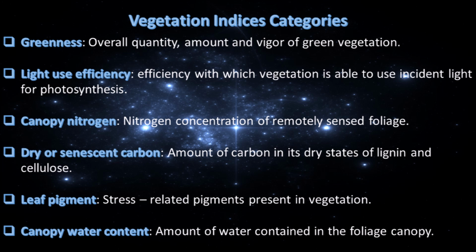Leaf pigment, where vegetation indices are designed to provide a measure of stress-related pigments, including carotenoids and anthocyanins present in vegetation. These pigments are present in higher concentrations in weakened vegetation. And canopy water content, where vegetation indices are designed to provide a measure of the amount of water contained in the foliage canopy.